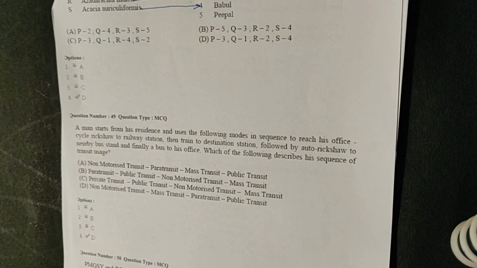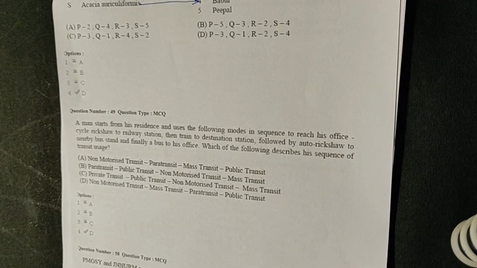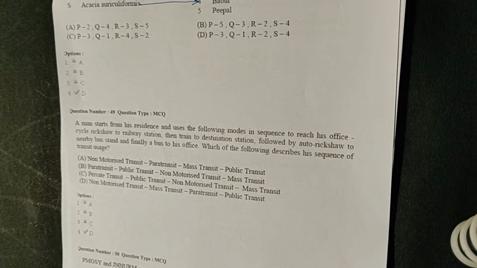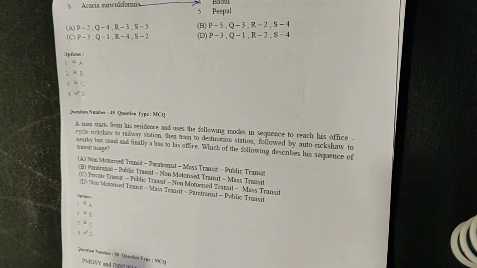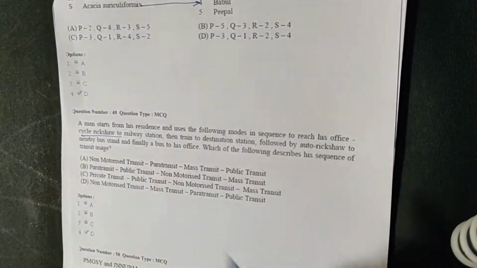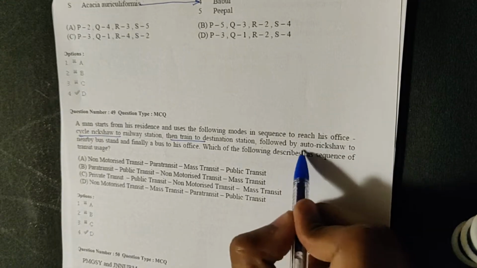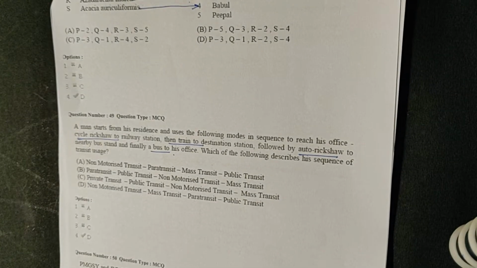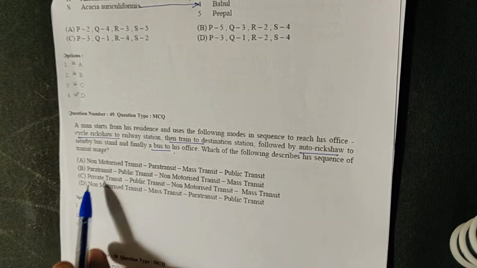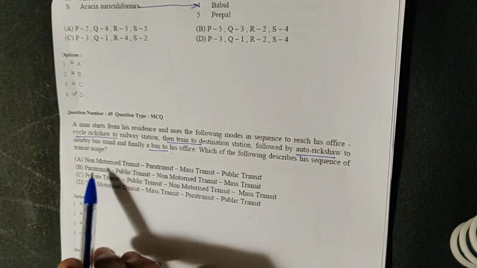The next question looks a bit lengthy, but it's very easy. What does it say? A man starts from his residence and uses the following modes to reach his office. First he takes a cycle rickshaw to reach the station. Next, the train to reach the destination, followed by an auto rickshaw to the nearby bus stand, and finally a bus to his office. Which of the following describes his sequence of transit usage? So kinds of transit usage have been provided and we have to match them.